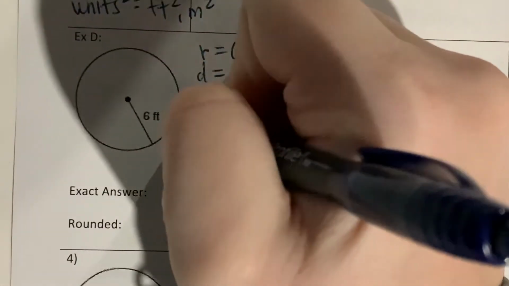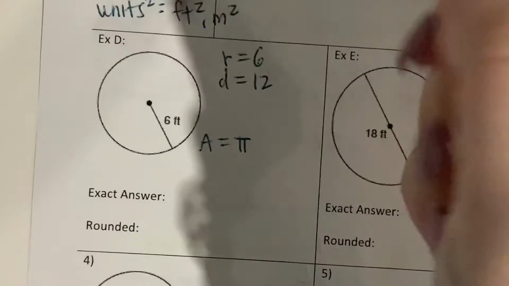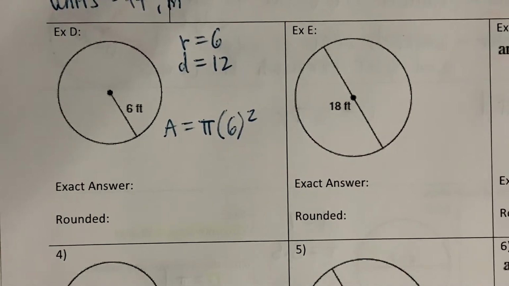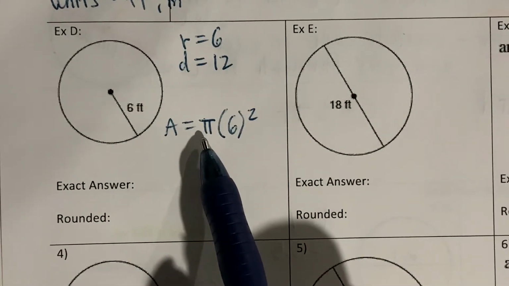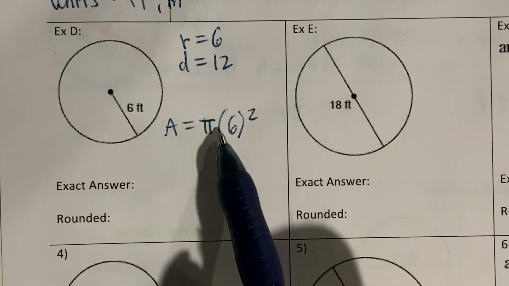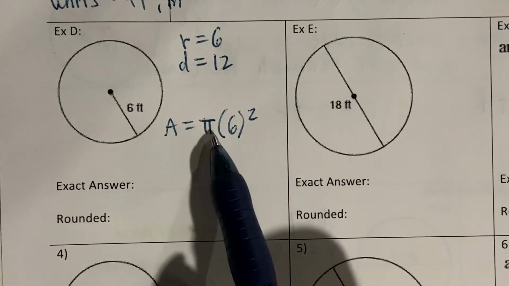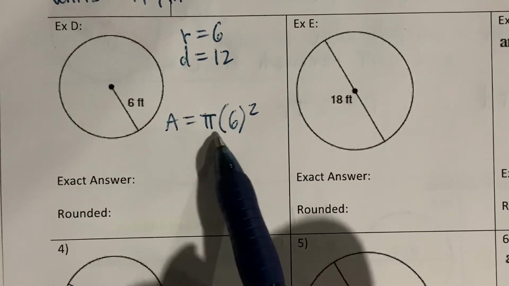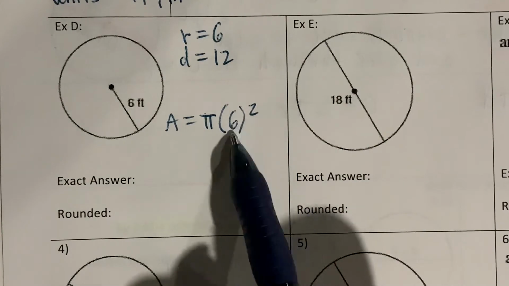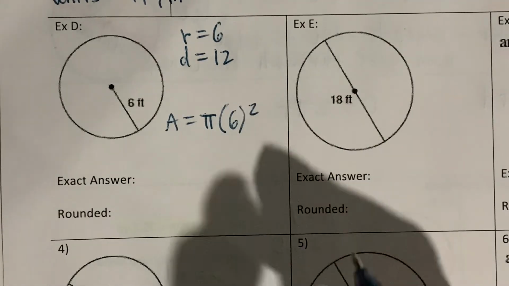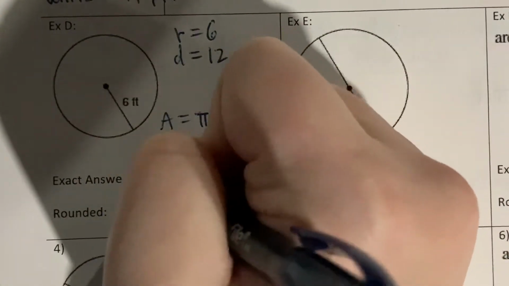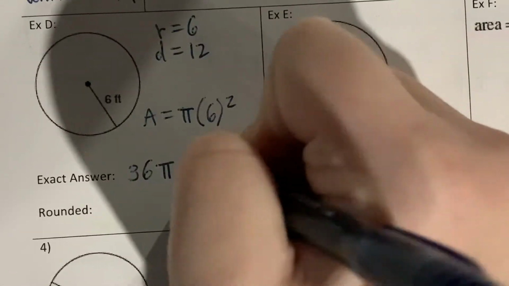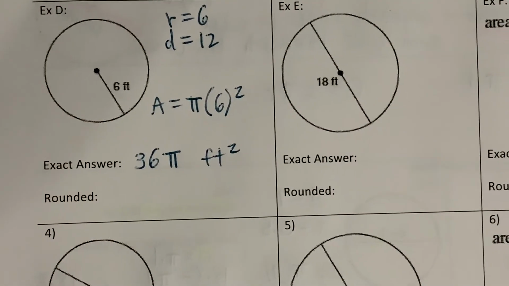And I'm asked to find area. So I'll do pi times my radius of 6 squared. Keep in mind, pi is just a number. If we want to give an exact answer, that means we want to keep pi, because again, pi is a number, it's got a long decimal, it does not end. So let's take care of this 6 squared. We can easily do that. 6 squared is 36. So we would have 36 pi, and then our units would be square feet. That'd be an exact answer.